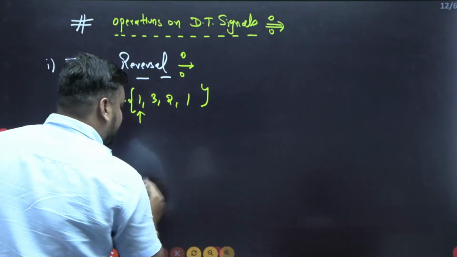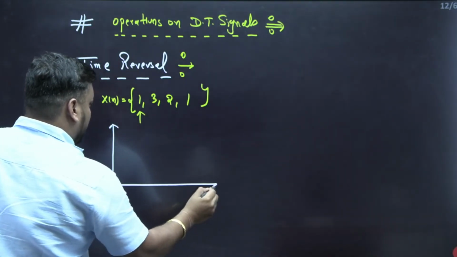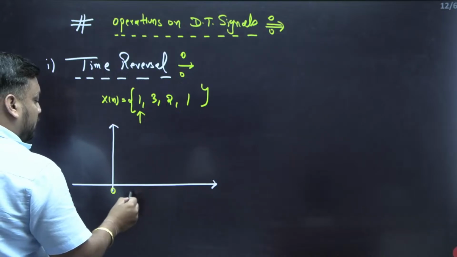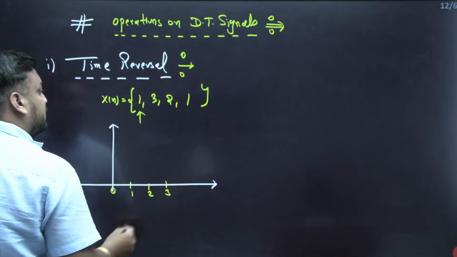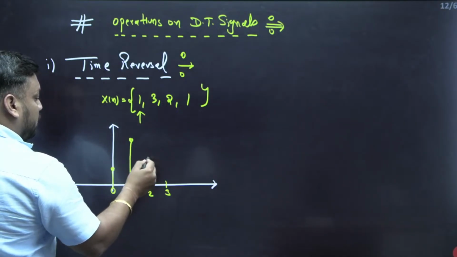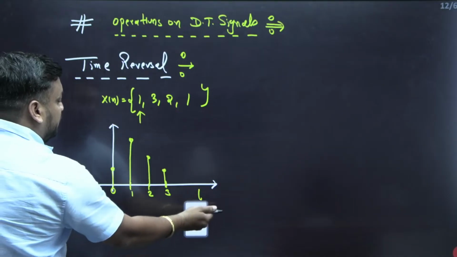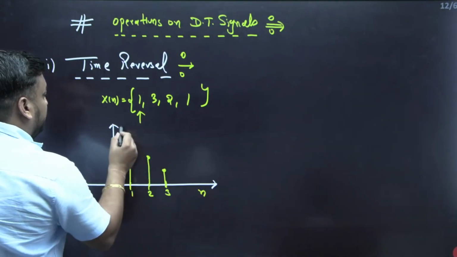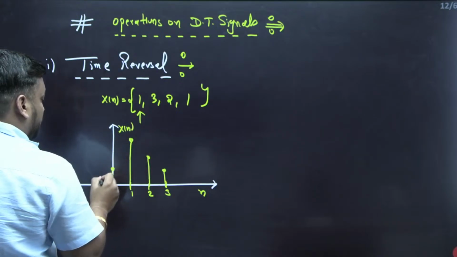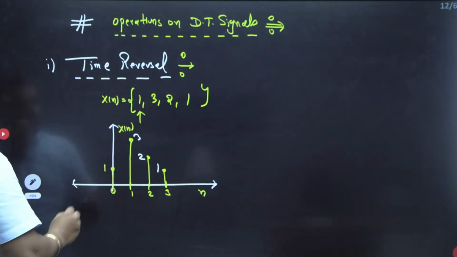It means it is my sequential form. So in graphical form, how do we make the curve? Graphically I should make the curve just like this. This is 0 1 2 3. I am taking any example. So the first is 1, this is 3, 1 3 2 1, just like this. This is your n and this is your x of n. So you can make the magnitudes 1 3 2 1, and this is your x of n.